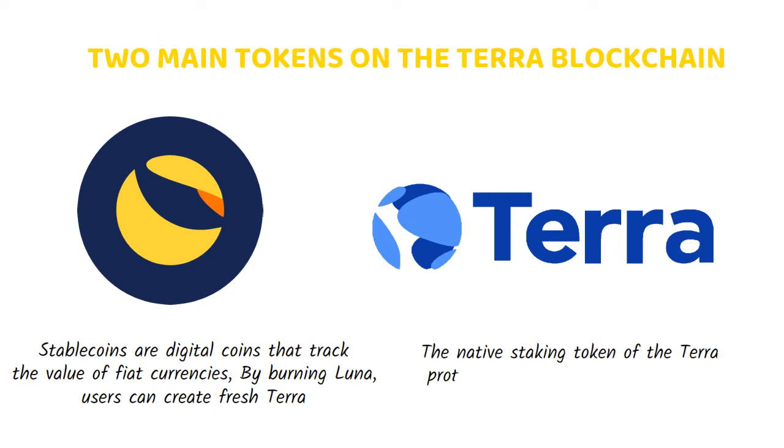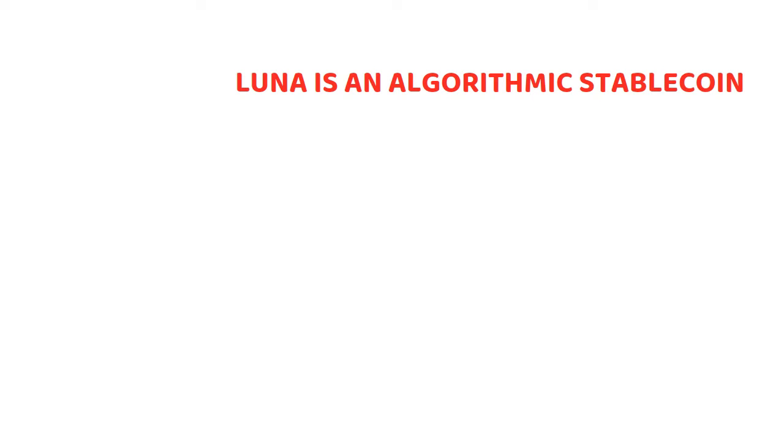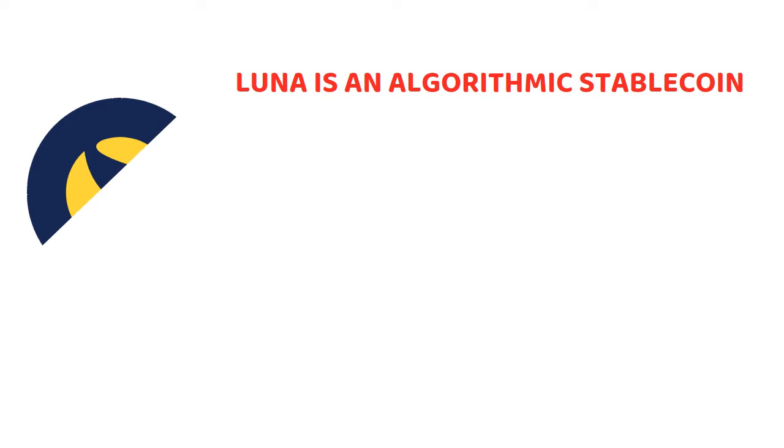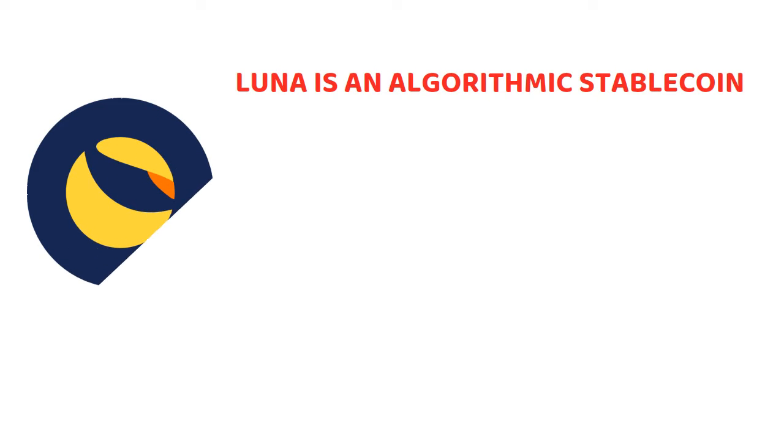Users stake Luna to earn a place in governance and to become validators and obtain rewards. Users can also burn Luna to mint Terra's UST token or one tied to their local fiat. However, it's important to note that while these stablecoins are tied to the value of fiat, they are not backed up by fiat. Instead, the Luna token is considered an algorithmic stablecoin.